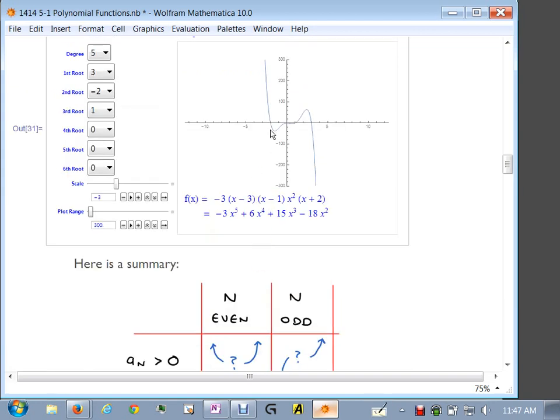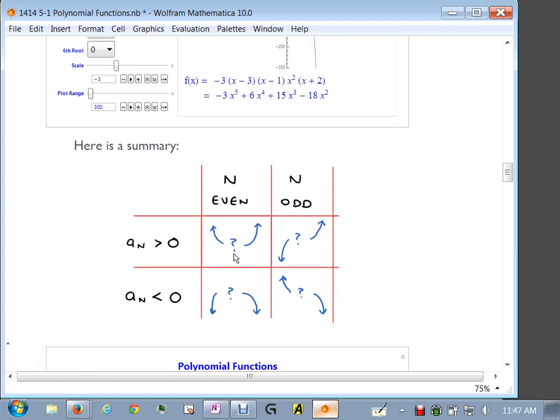We looked at this picture. All this squiggly stuff in here, we have no idea about that. That's not what end behavior is about. End behavior is about the end behavior. So that's why I put question marks in here. If your degree is even, you're guaranteed both up or both down.